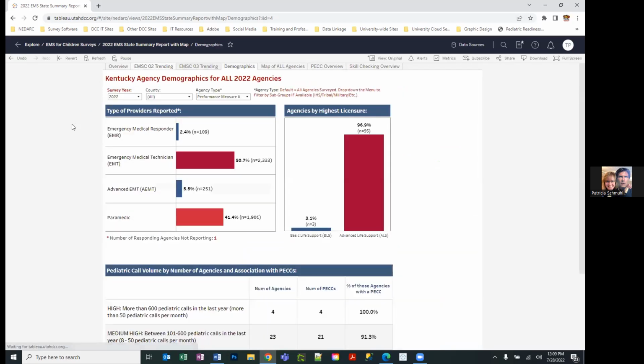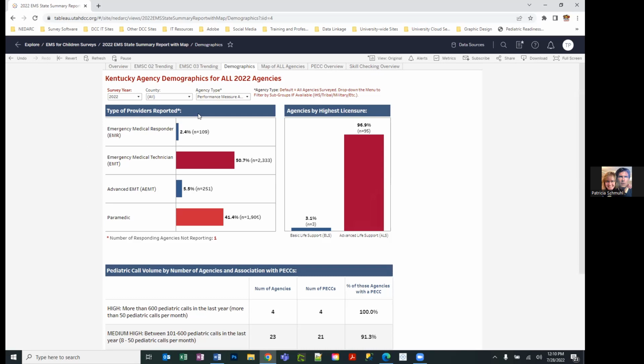So in the demographics, this is an overview of the demographic questions that were asked of the agencies in the survey. We do have some filters up here that you can use. Just real quick, the agency type: if you didn't have any of those exclusions like IHS and military, then it will say performance measure agencies only. If you did, you'll be able to select those subgroups and look at it. This is going to show you all of your numbers and all of your responses. It's not going to exclude anything from here on out, in the other dashboards.